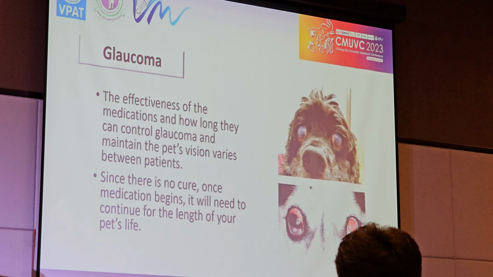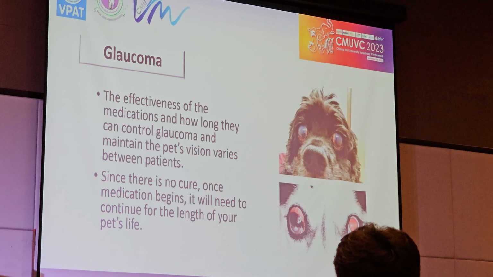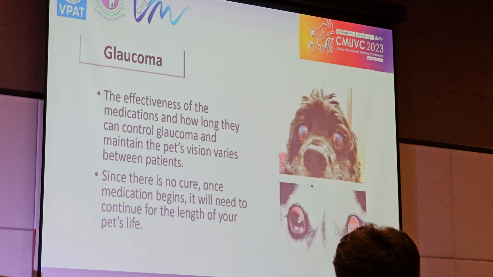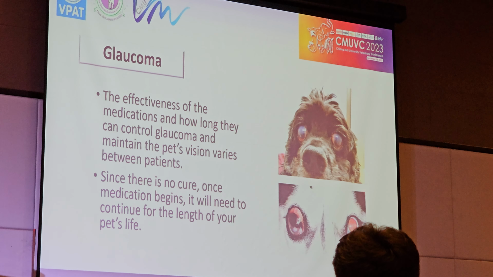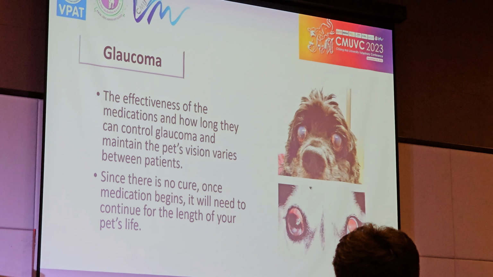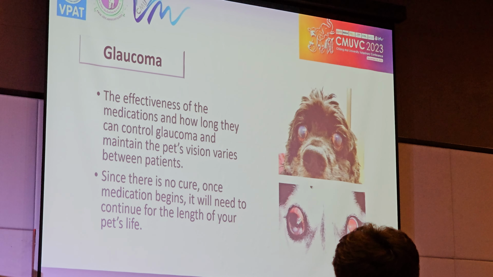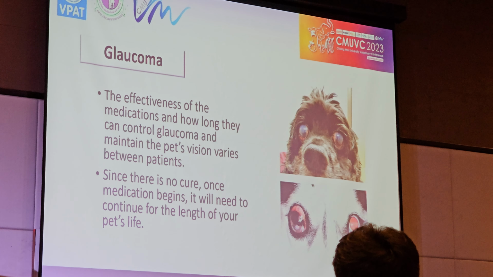So the effectiveness of the medications and how long they can control the glaucoma and maintain the pet's vision can vary between individuals. Since there is also no cure, once medication begins, it will need to continue for the length of your pet's life. But if the topical medication does not work, I suggest doing the surgery. There are also other options to treat the glaucoma.